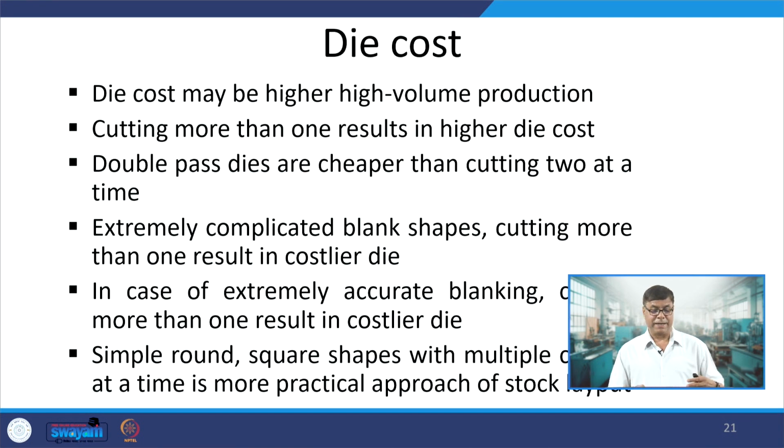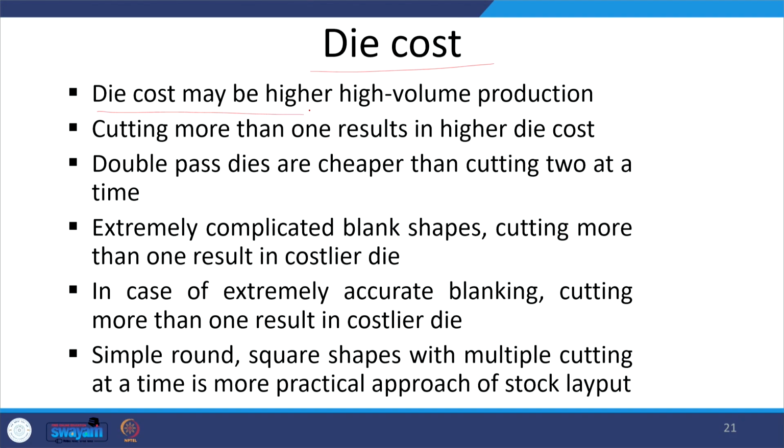The die cost is the last factor related to the stock layout which can affect it. Why? Because if we make a simple stock layout, our die design will be simple and die cost will be less. If the blank shape is complicated, the die shape will be complicated and that die will be costlier. If you want more accurate blanking, then our die has to be made accordingly and the die cost will be more. So, these are the various factors. Die cost may be higher for high volume production because the die has to be more robust, made with good quality material. Cutting more than one blank at a time results in a higher die cost.